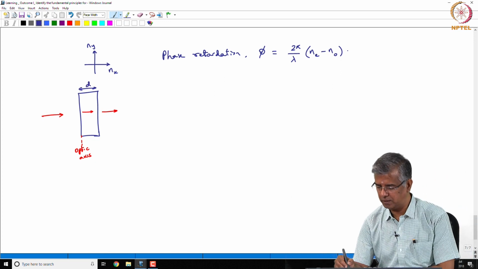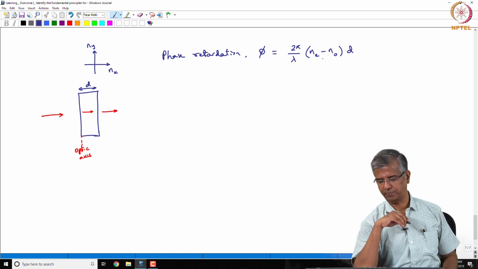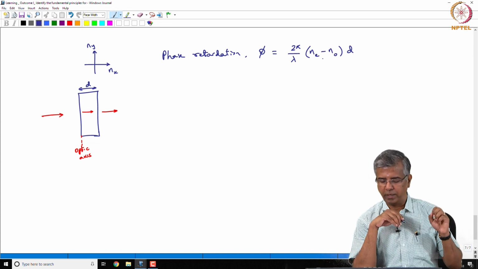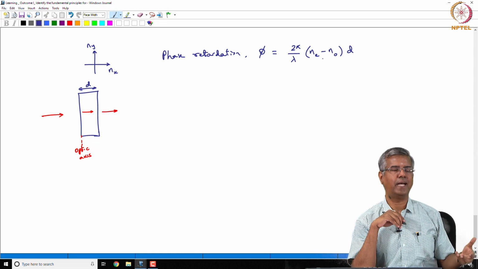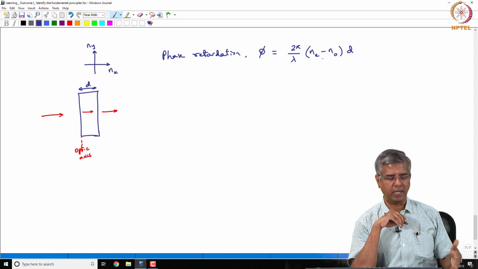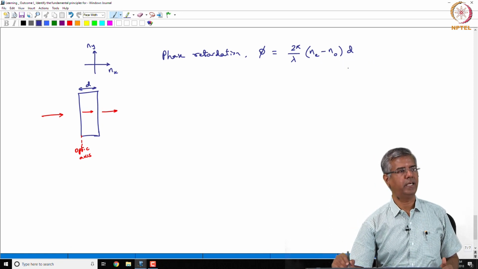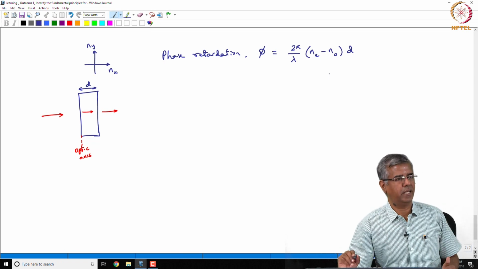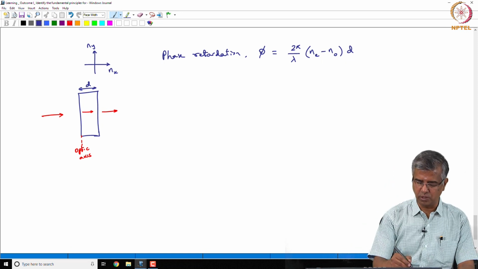So, as it propagates through this, it is going to accumulate a phase difference that is given by this. Now, for a given material, if you say calcite is an anisotropic crystal, then Ne and N0 are fixed, and lambda corresponds to the wavelength that you are coming in. By changing d, you can change the phase delay between the two polarization components.